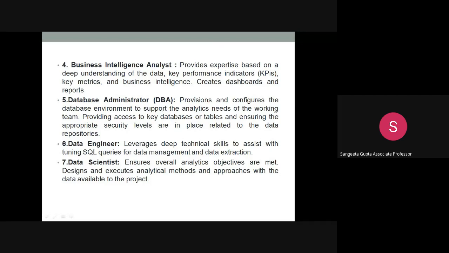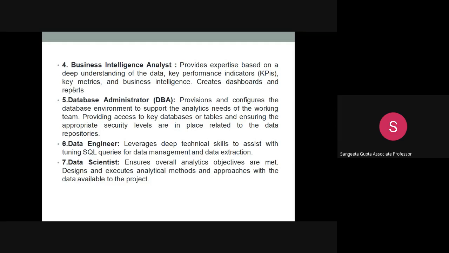So, they provide and configure the database environment to support the analytic needs of the team. Okay, and they even provide access to key databases or tables by ensuring security. Otherwise, what will happen? Data may be misused. Only the data which has to be exposed will be exposed to the public. Other data will be maintained securely. It will be accessed only by the one who is eligible or authorized to access that particular piece of data.